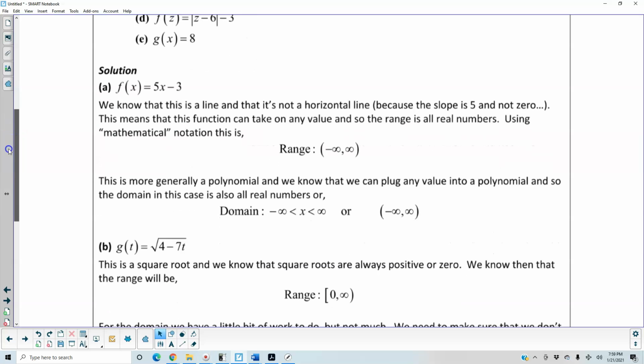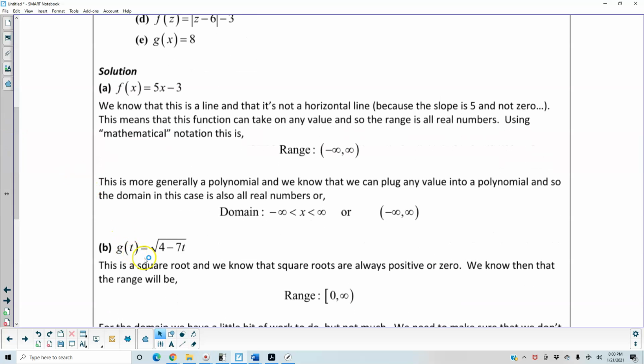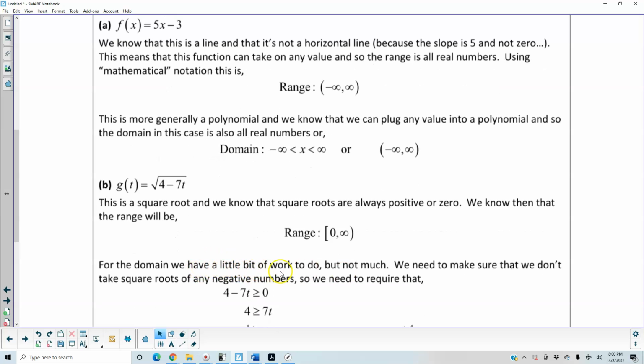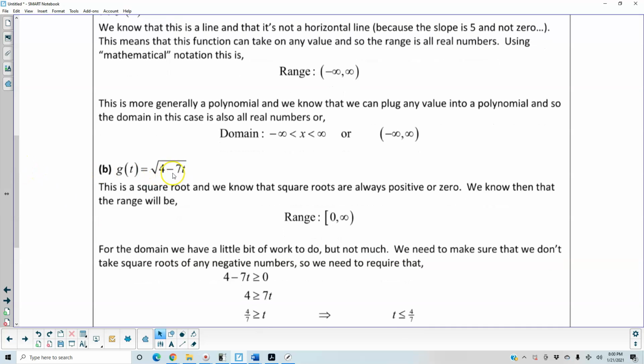Let's take a look at the next example, part B. G of t is equal to the square root of 4 minus 7t. This is a square root, and we know that square roots are always positive or 0. We know then that the range will go from 0 to infinity. Now, for the domain, we have a little bit of work to do, but not much. We need to make sure that we don't take square roots of any negative numbers. So we need to require that what's under the radical, the radicand, which is 4 minus 7t, must be greater than or equal to 0.